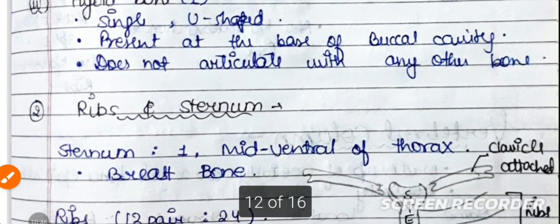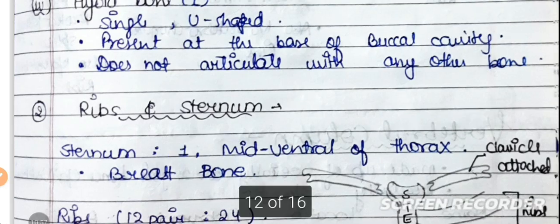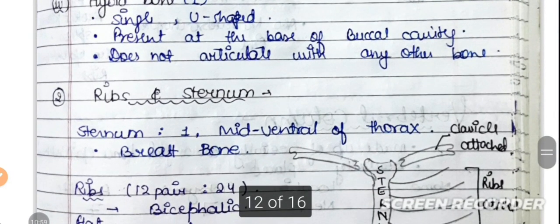Now let's talk about the second part, which is ribs and sternum. Everyone knows what ribs and sternum are. So let's talk about the sternum. The sternum is a single bone, mid-ventral in the thorax. When we say ventral, we are talking about the front part of our body, and when we say dorsal, we are talking about the back part of our body. So mid-ventral means it is present in the ventral position, in the middle of the thorax.